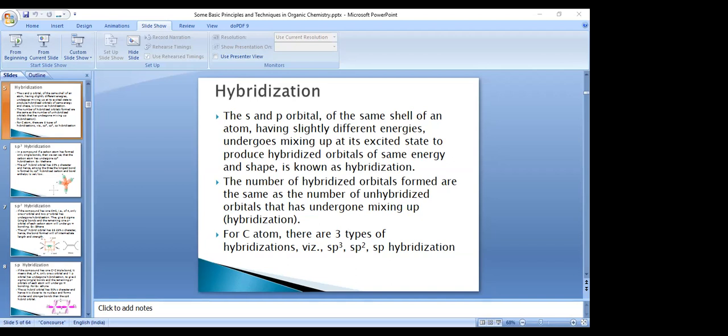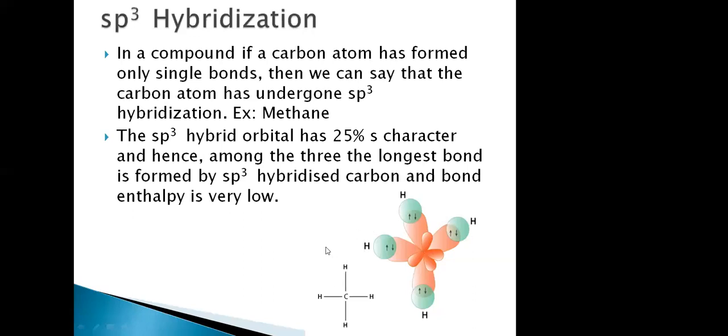So here is sp3 hybridization. That means all the 4 orbitals are mixing up to give what happened, Srihari? Ma'am, I can't see the slides. Okay, just a moment. Okay, here it is.